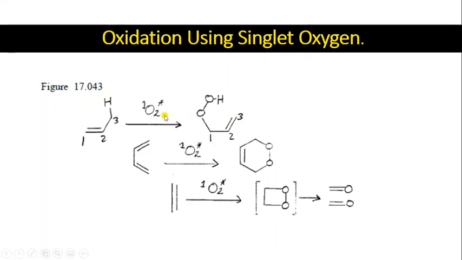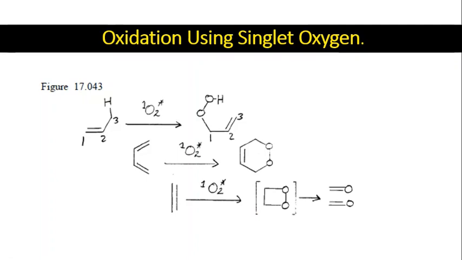What about the second, the diene? When the singlet oxygen reacts with the conjugated diene, it gives a cyclic peroxide. This is the second product. This singlet oxygen reacting with the diene results in the cyclic peroxide.